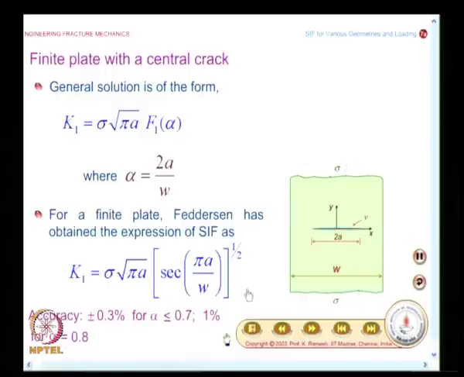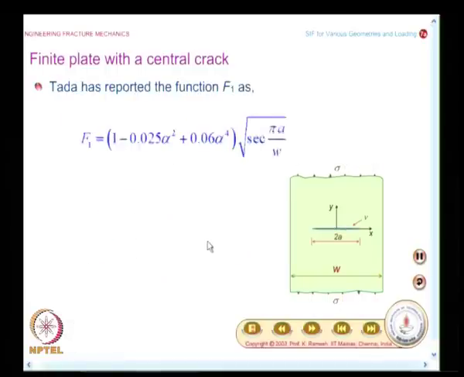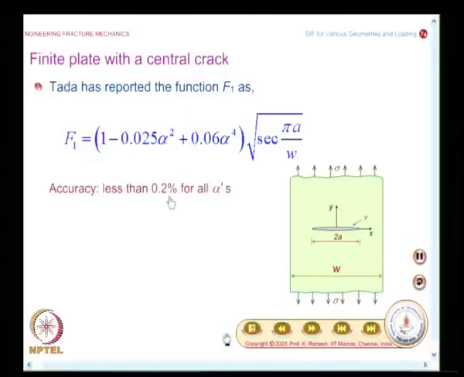And you also have another approximation that is given by Tada, which has an improved accuracy. The function is given as 1 minus 0.025 alpha squared plus 0.06 alpha power 4 multiplied by root of secant pi a divided by W, and this claims that the accuracy is within 0.2% for all values of alpha.